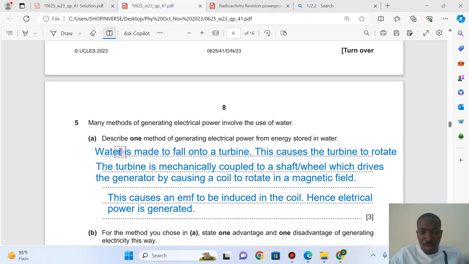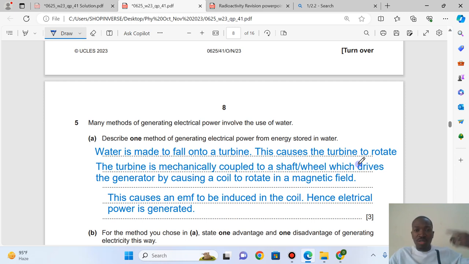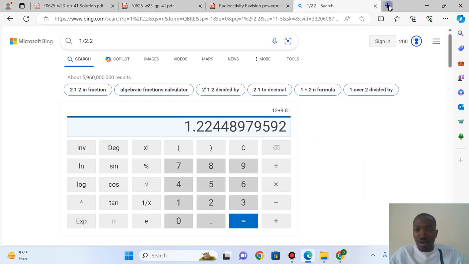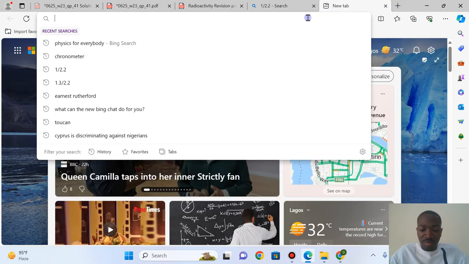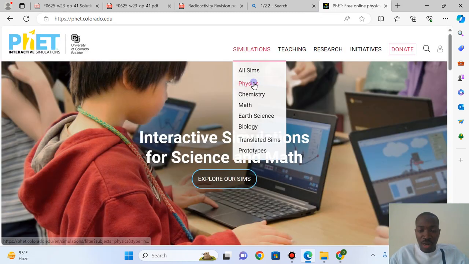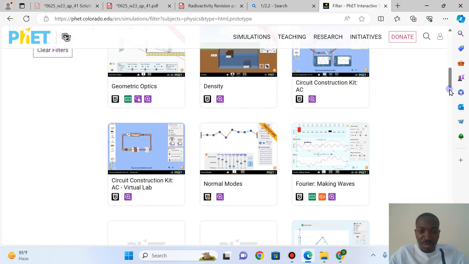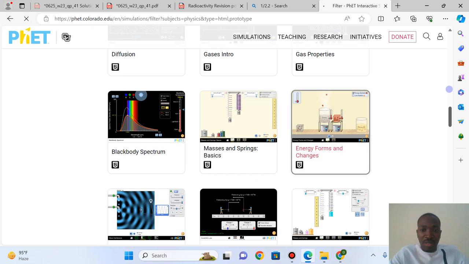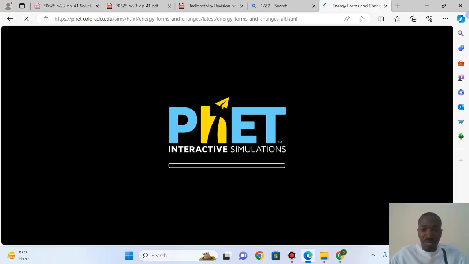Water is made to fall onto a turbine, and this causes the turbine to rotate. That's the first point. Then the turbine is mechanically coupled to a shaft or wheel. The turning turbine causes a shaft to turn, and that shaft will be turning the generator. The generator is just a coil inside a magnetic field. So as the coil in the magnetic field moves, there will be an induced EMF in the coil. The induced EMF is the electrical power that we are trying to generate. I believe this concept is clear.